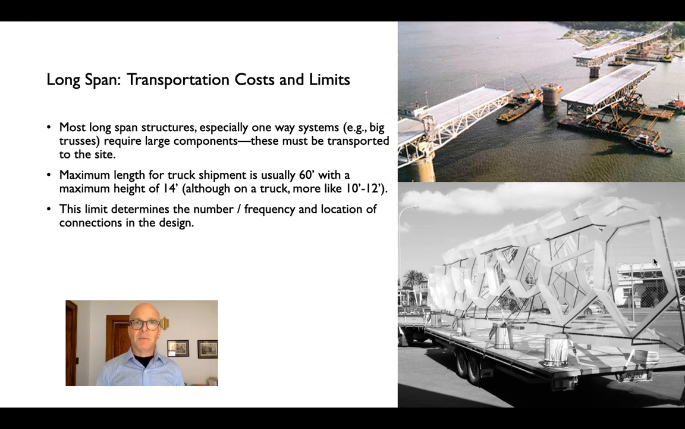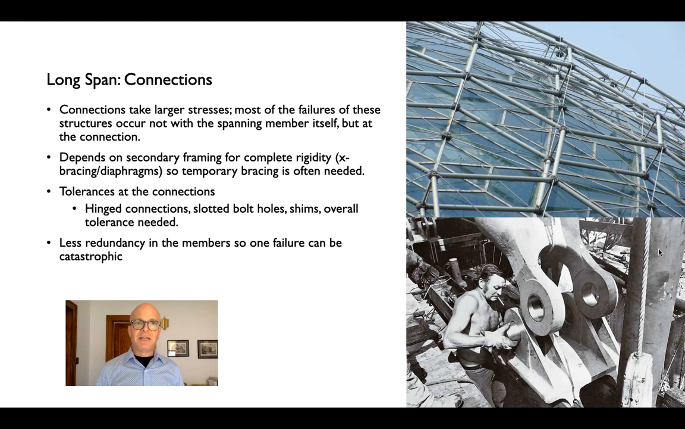That our eyeballs seem to like to see. The other problem with this is that we have to put all this stuff together, and we have to rely on connections that are both quick to assemble on site, but also robust and reliable over the course of the structure. Most long span failures take place where elements are connected. Spanning members themselves don't very often fail. It's usually how they are attached to one another.